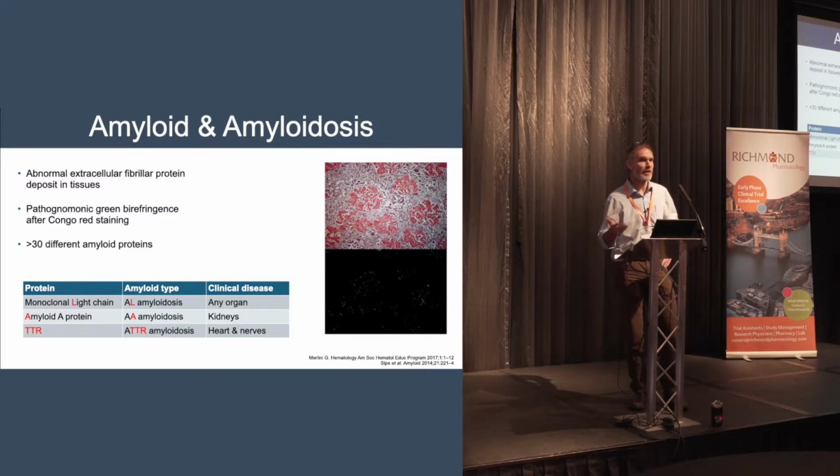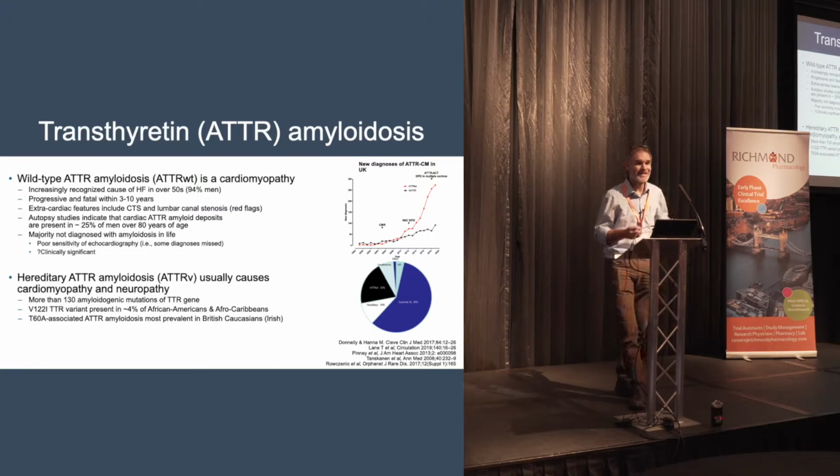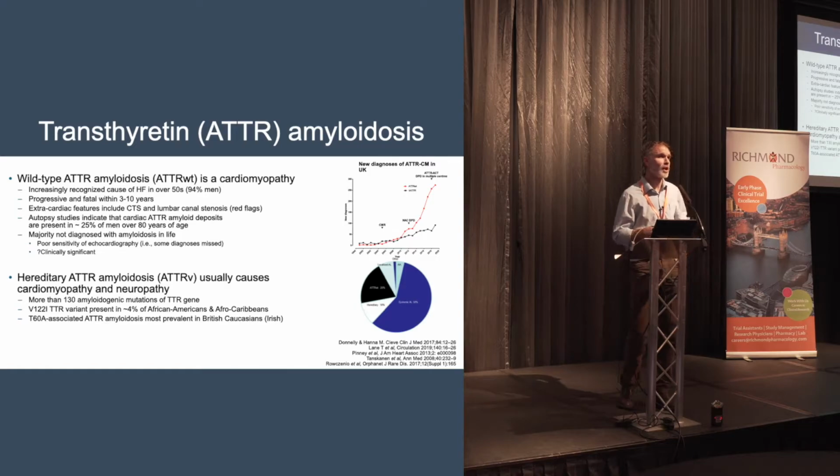And in ATTR amyloidosis, the condition that we're talking about today, the protein that makes the amyloid fibrils is transthyretin, or TTR for short. So in ATTR amyloidosis, the amyloid fibril protein is derived from misfolded TTR, as I mentioned, and it can be either acquired or hereditary. The acquired form of ATTR amyloidosis is known as wild-type ATTR amyloidosis, and what we know now is that it is probably a not uncommon cause of heart failure in elderly individuals.